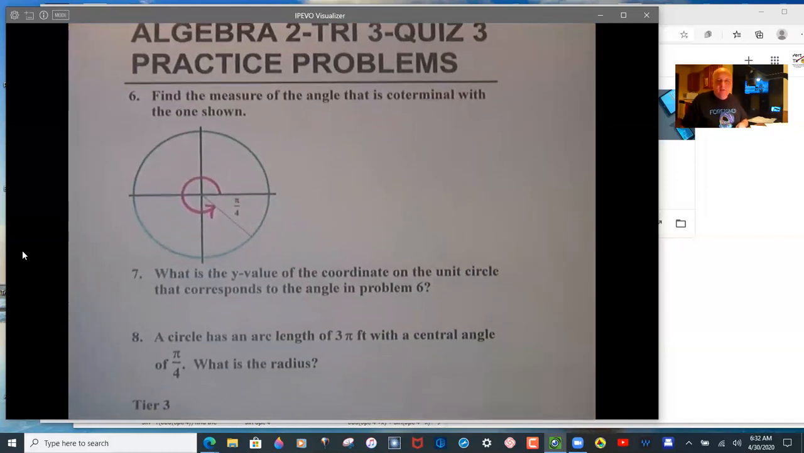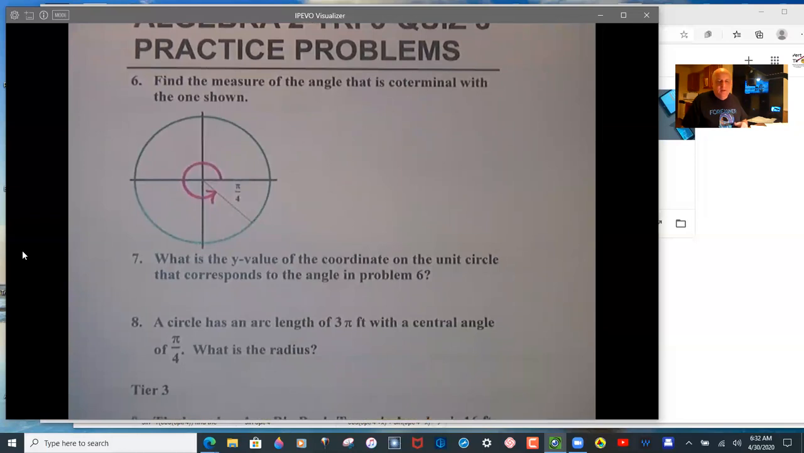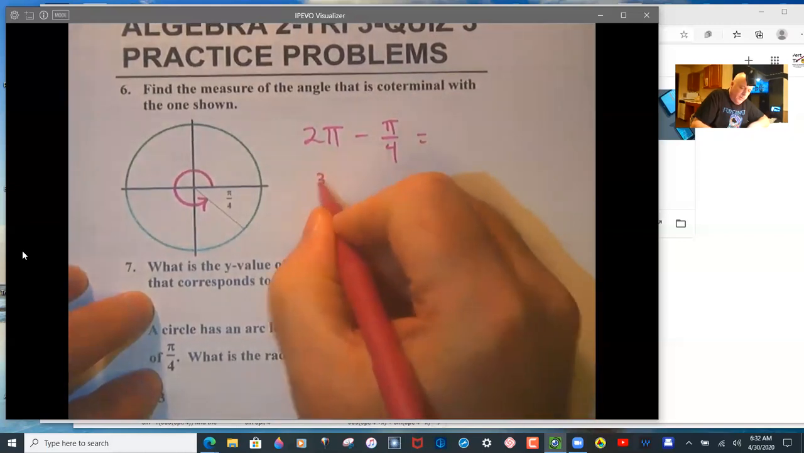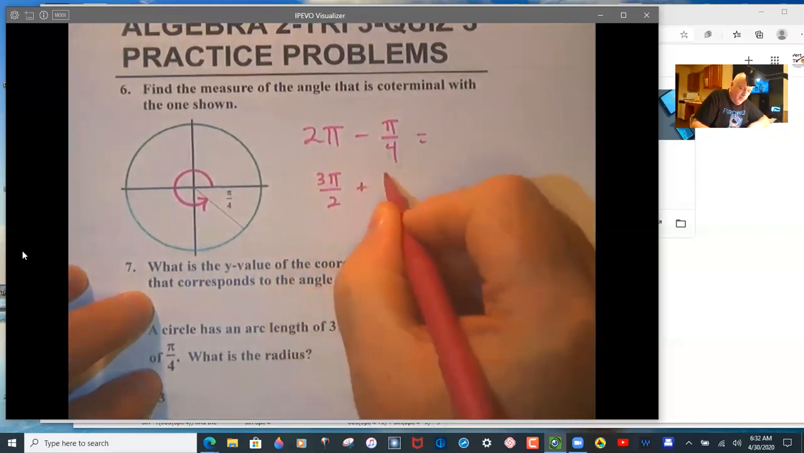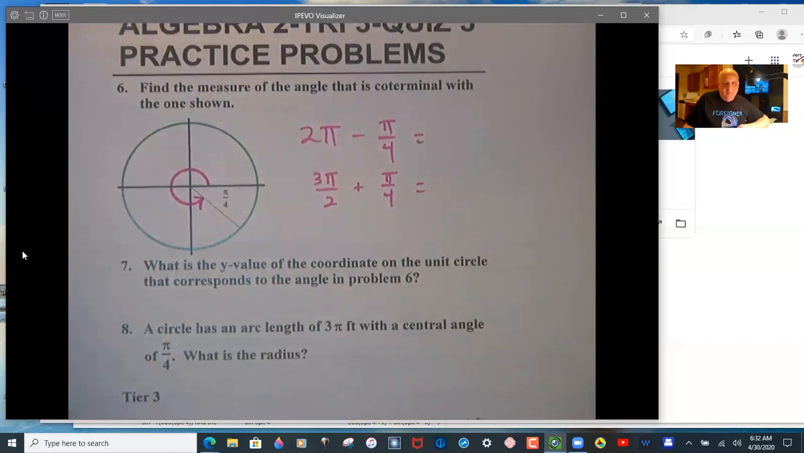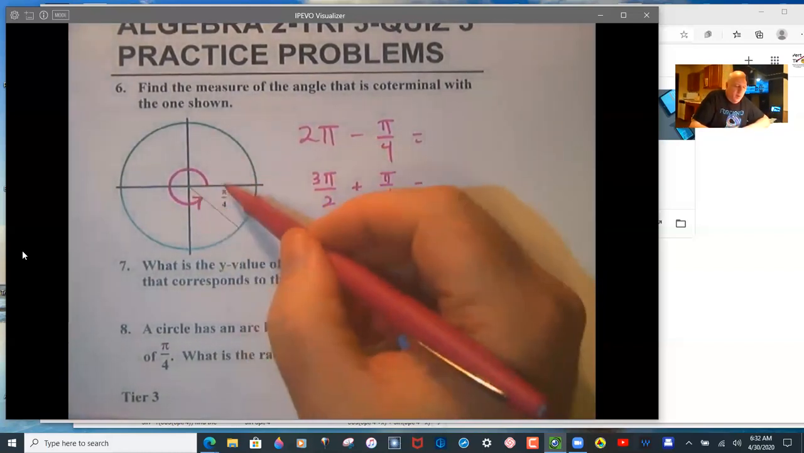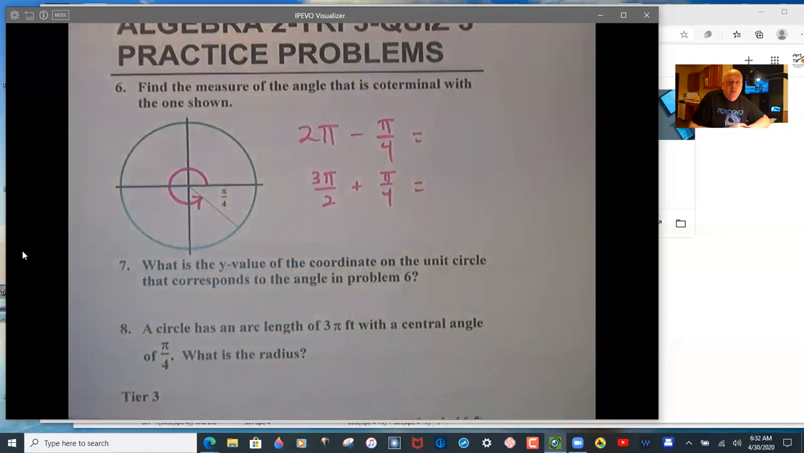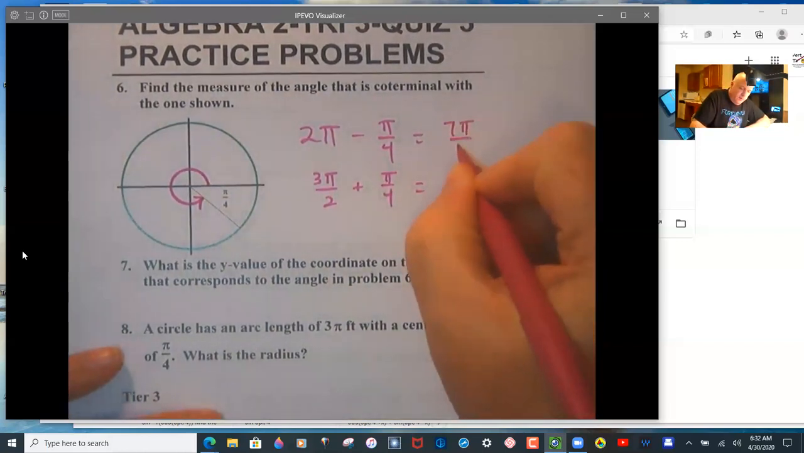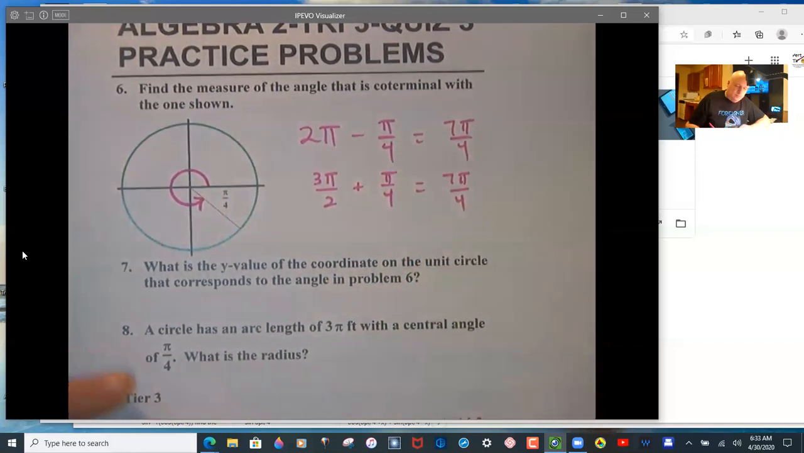Number 6, find the measure of the angle that's coterminal. So they want the angle measure of this. It is counterclockwise, so it's going to be positive. So you're just going to do 2 pi minus pi over 4. Or you can do 3 pi over 2 plus pi over 4. However you want to do this, it will deliver the same thing. I think it's easier to go all the way around, then come back. And then you're just going to do on your calculator 2 minus 1/4, which is going to be 7 pi over 4 for either one of these.